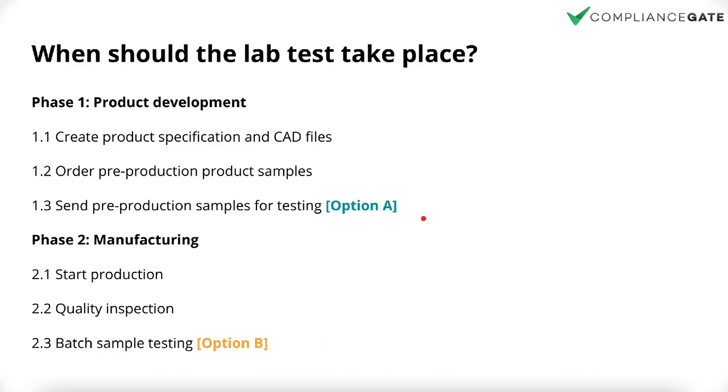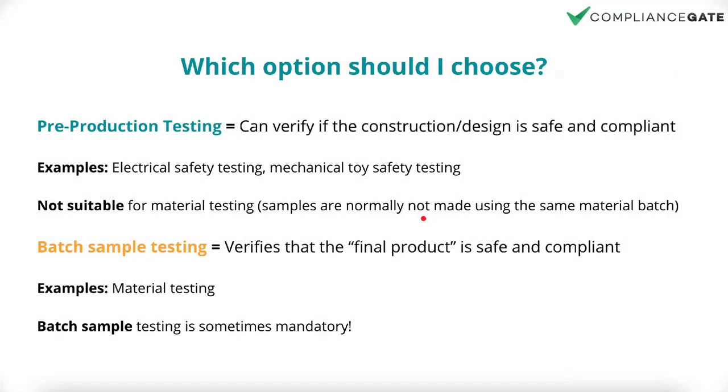Phase 2, manufacturing. Okay, you start production, you go through quality inspection, and then you have a production run. Could be 500 pieces, could be 500,000 pieces. You pick a number of samples randomly from this batch, and this is batch sample testing. So there's two different points in time when you can get a product tested. So which option should you pick? Now, this is not something that you can freely decide on. It really depends.